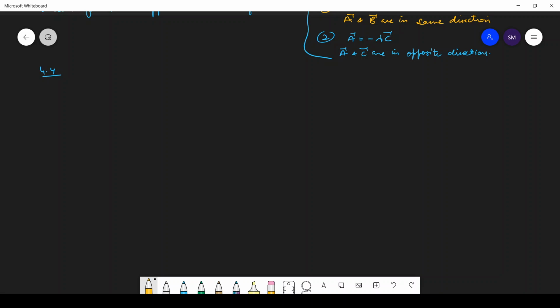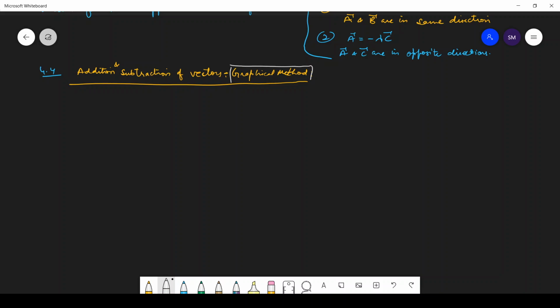addition and subtraction of vectors by the graphical method. So addition and subtraction of vectors, and how we will add them graphically. Okay, so this is one of the methods. So you have two vectors. You can see you have figure 4.4 in your books. So you have two vectors, like this is vector A and this is vector B.